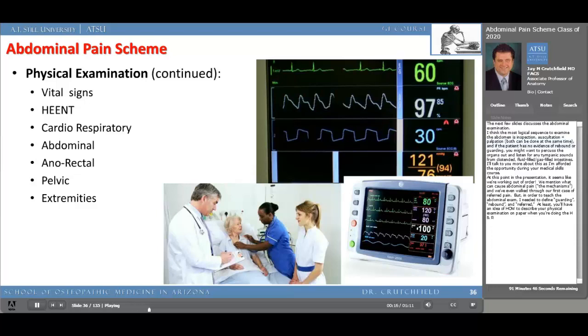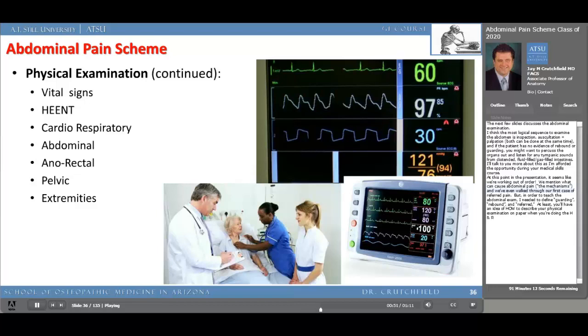I'll talk to you more about this as I'm afforded the opportunity to do so during your medical skills course. At this point in the presentation, it does seem like we're working out of order. We mention what can cause abdominal pain, i.e. the mechanisms, and we've even walked through our first case of referred pain, but in order to teach the abdominal exam, I needed to define guarding and rebound and referred pain. At least you'll have an idea of how to describe your physical examination on paper when you're doing it for your H&P.